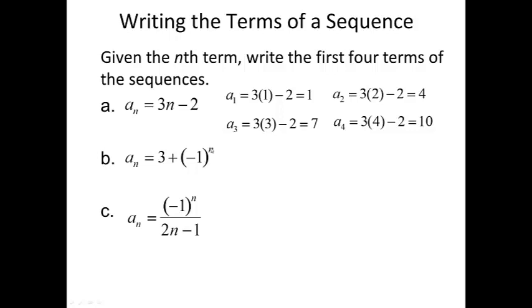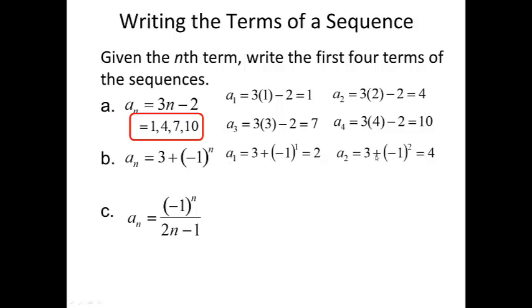All right, so if n was 1, this was the first 4 terms. If n was 1, then it'll be 3 plus -1 to the 1 power, which is just 2. If n was 2, then it would be 3 plus 1 squared, which would be 4. If n was 3, then it will be -1 to the third power, which is -1. That will give you 2 again. And then the fourth one would be 4 again. So it's going to be 2, 4, 2, 4, 2, 4, 2, 4.